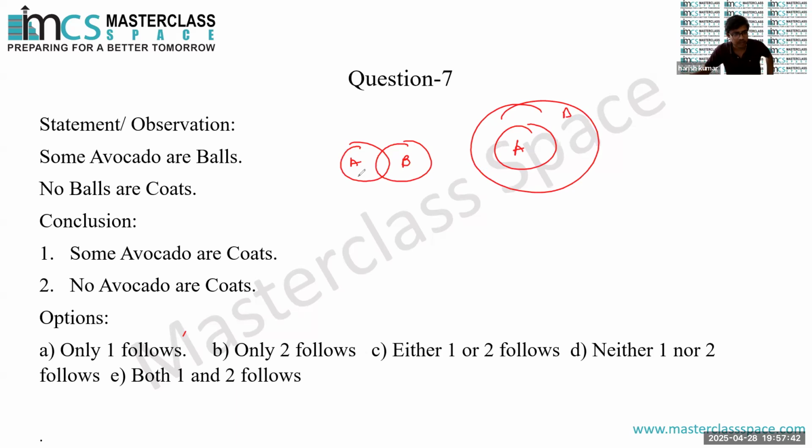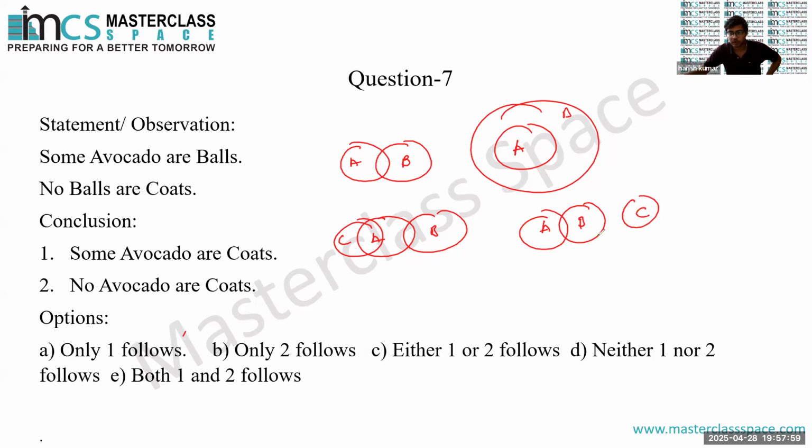We look at this case. No balls are codes. No balls are codes means I can have 2 cases. Codes can be like this, so this is one case, or balls and codes can be like this. Clear? Some avocados are codes: not true, because it is not true in this case. So not true. No avocado are codes, true, right? Because this entire avocado is not coming into codes, right?